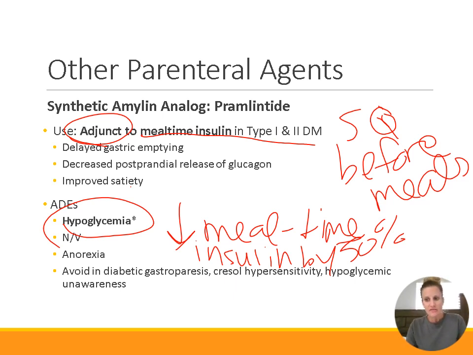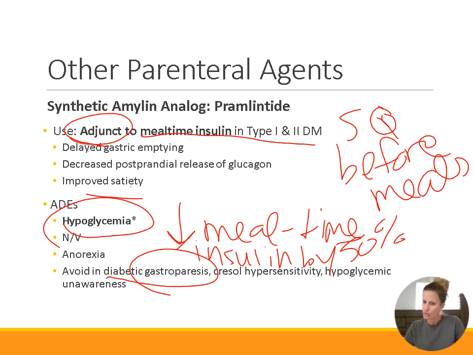Other adverse drug effects that are possible with pramlintide include nausea and vomiting, anorexia. There is, again, a sense of fullness and delayed gastric emptying, so that can decrease hunger and lead to some anorexia. And nausea and vomiting as well comes from that. As far as contraindications go, this should be avoided in patients with diabetic gastroparesis because it does delay gastric emptying.